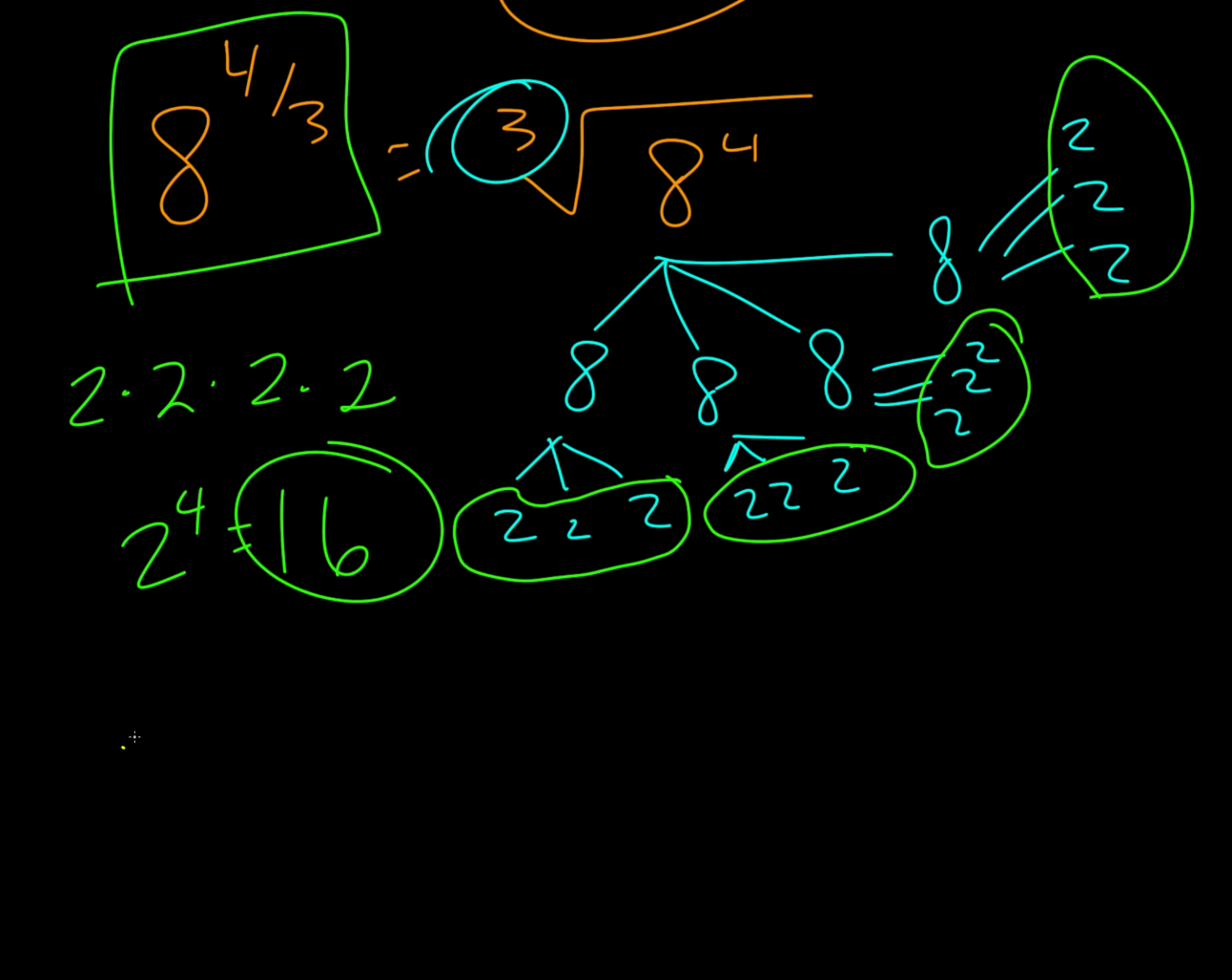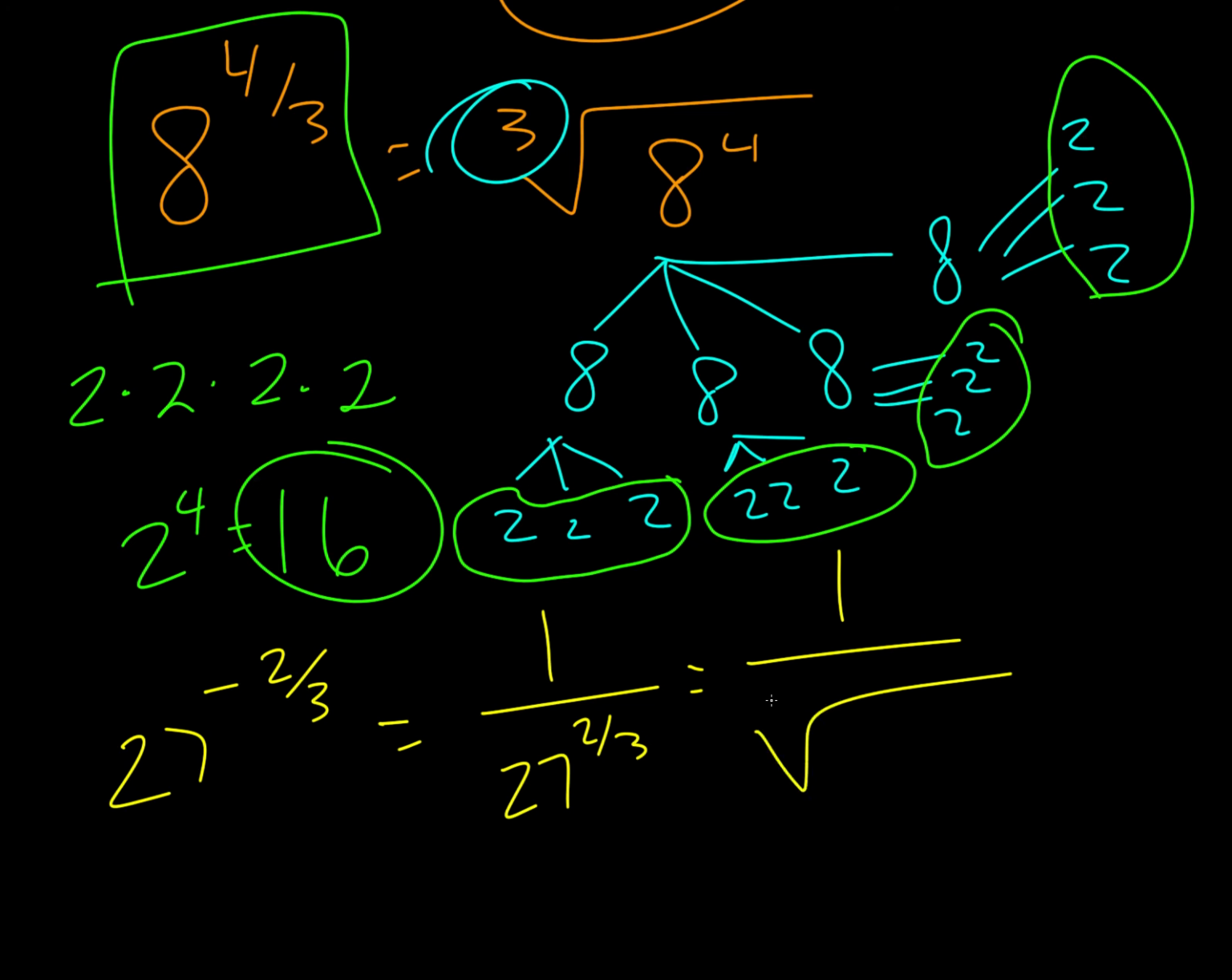Alright, now we have 27 to the -2/3. So right off the bat, it's negative, and so we want to write that as 1 over 27 to the 2/3. And then we're going to get 1 over the cube root of 27 squared. Then we're going to use our tree method. So 27 squared is 27 times 27.